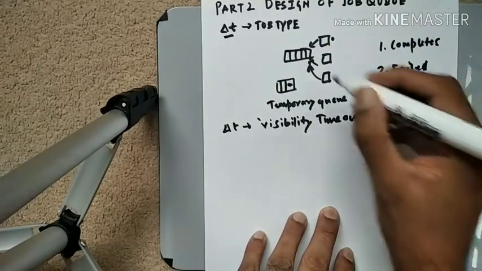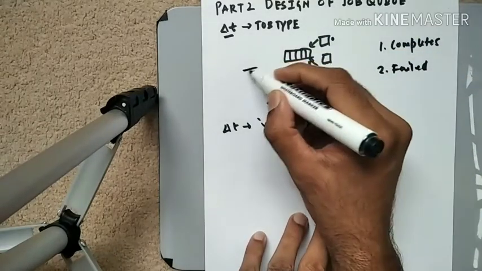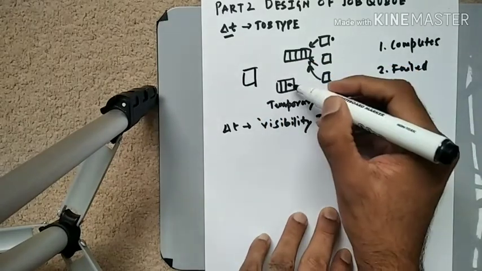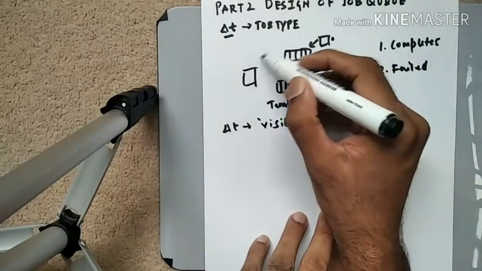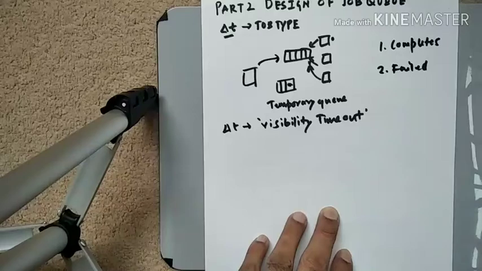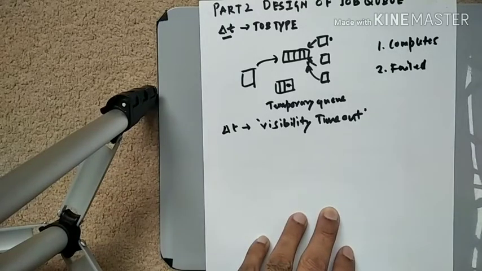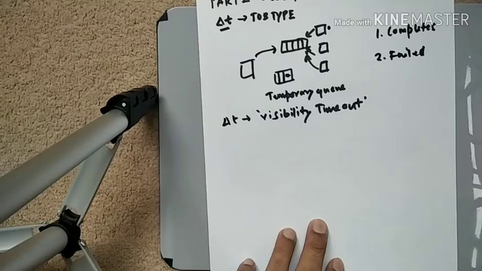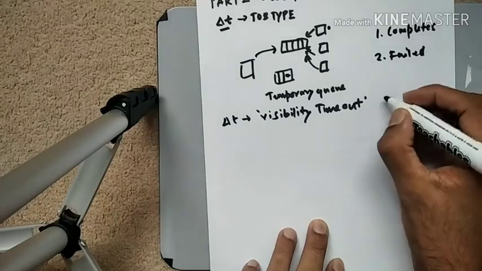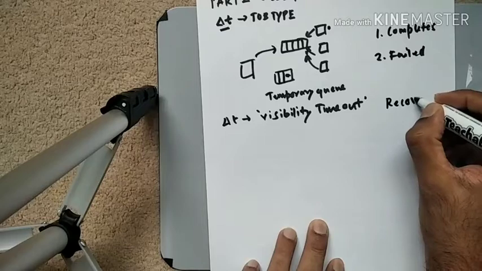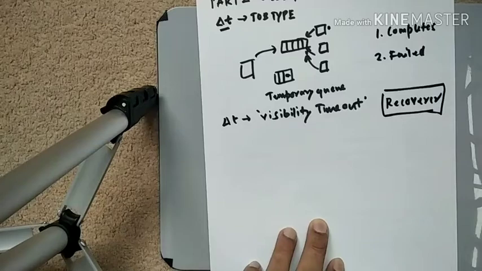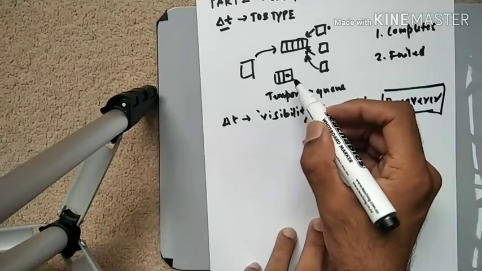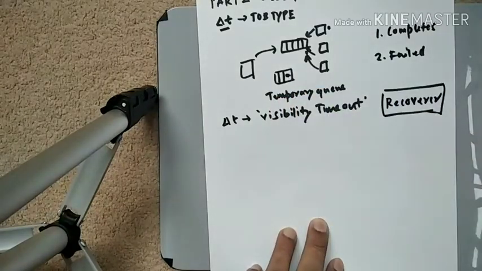What we don't yet have is any component which can look at the jobs in the temporary queue, determine if they have failed, and if they have failed, push them back onto the job queue. We don't have a component for that. So this component, we call it a recoverer. It recovers the jobs that have failed to complete and pushes them back onto the job queue.